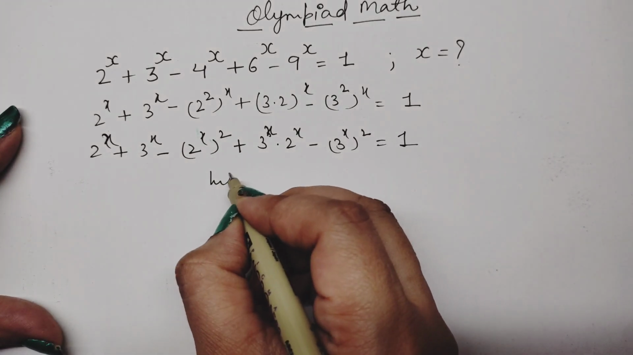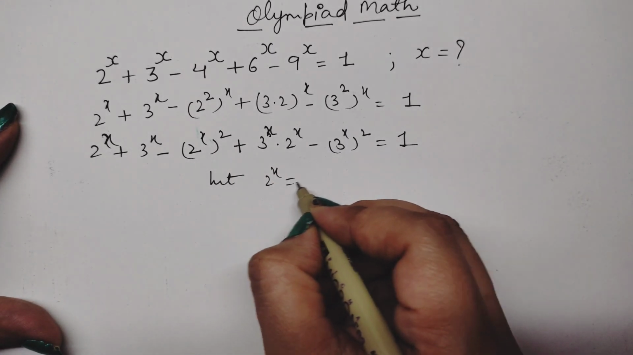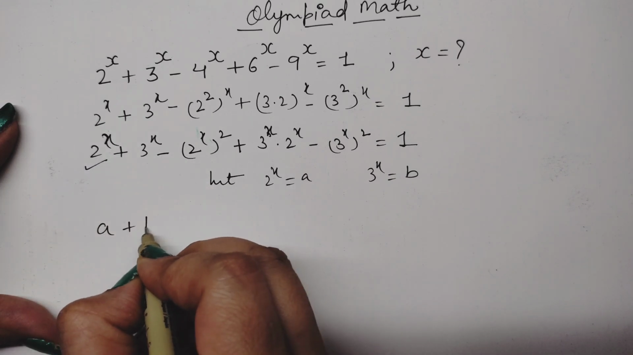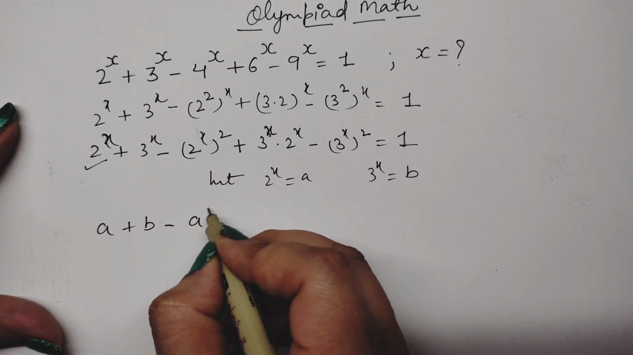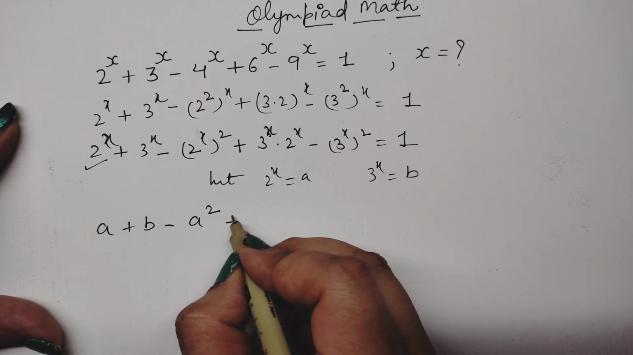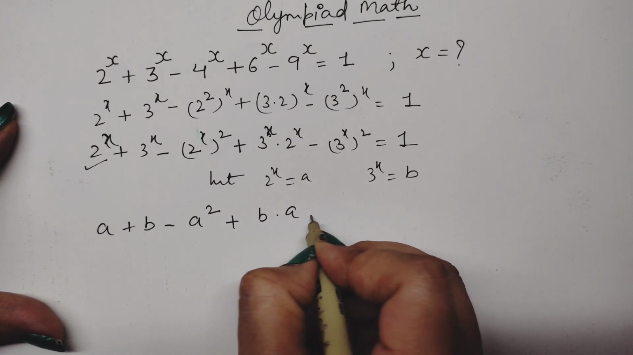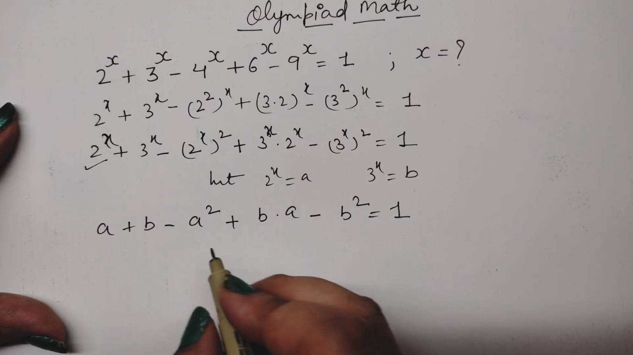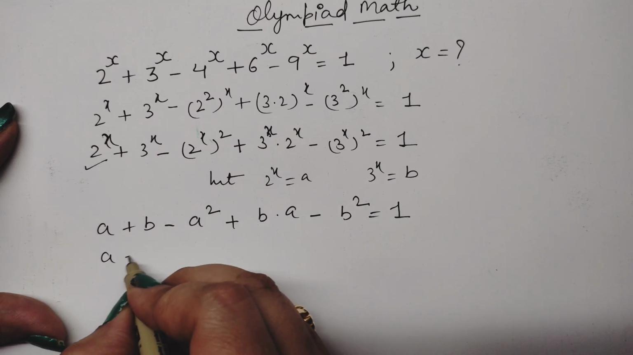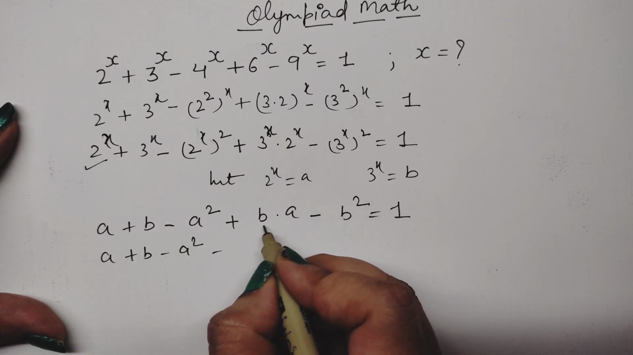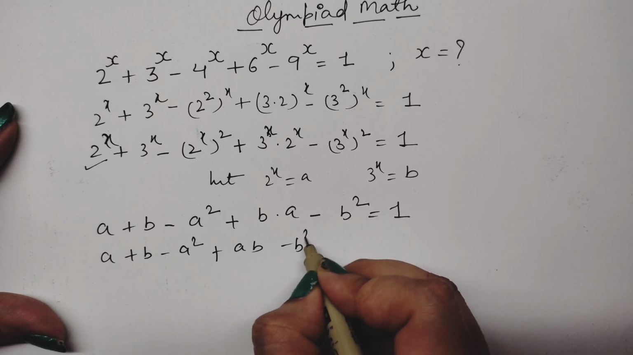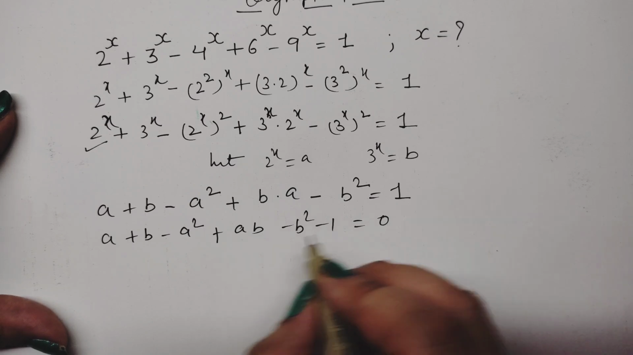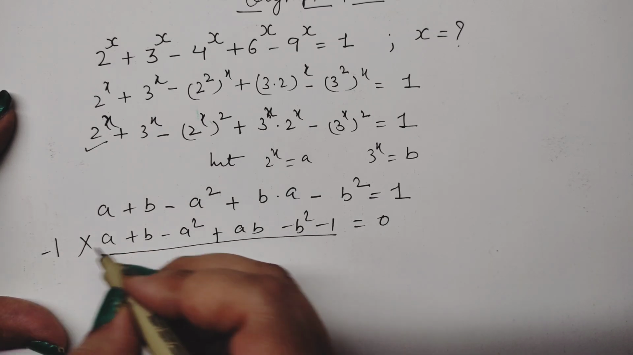Now we will assume 2 power x is a and 3 power x is b. So we will write a plus b, minus a, and the power is square, so it is a square, plus b, and a minus b square, equals to 1. After that, transposing this one to the left hand side, so the right hand side will become 0. Now we will multiply this equation by minus 1 on both sides.